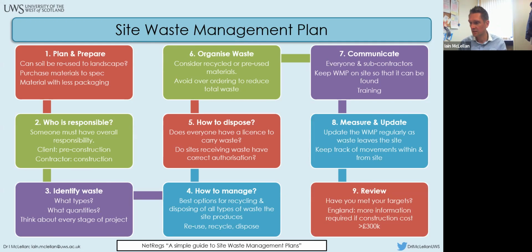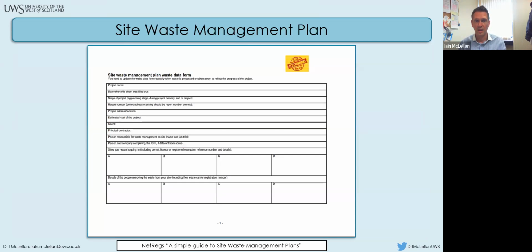Now in England, if there's construction work over £300,000, which is quite a small amount, to be honest, then there's additional information that's required. And again, you'll get that from that waste management plan that I linked to. And this is what one looks like, this is a very simple one. This is one from the NetRegs website.